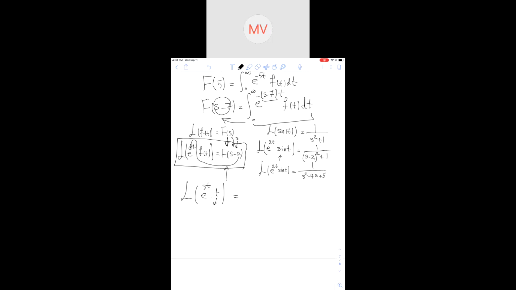So if you do it this way, that means that's my f of t. So first think about Laplace of t. What is Laplace of t? 1 over s squared. So we know Laplace of t is 1 over s squared. Now, since t is being multiplied by e to the 3t, I replace this s with s minus 3.